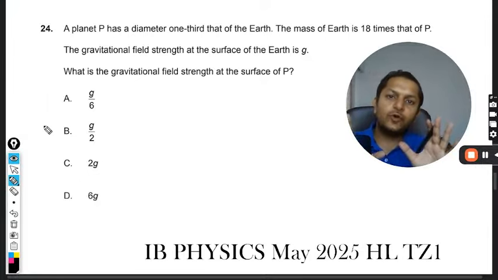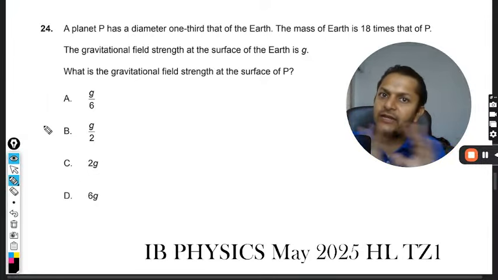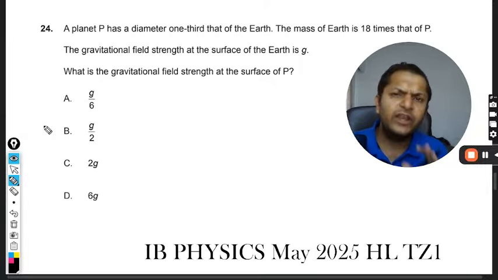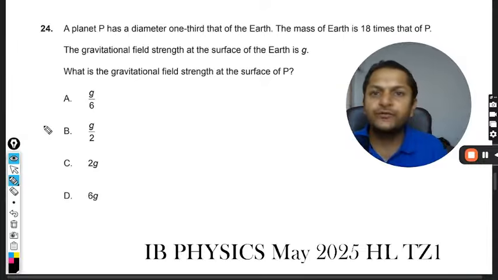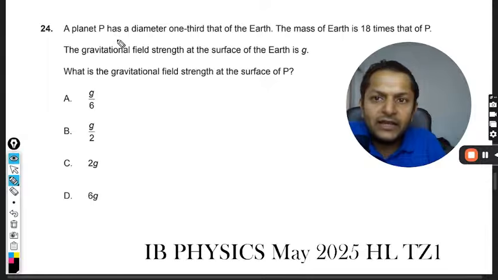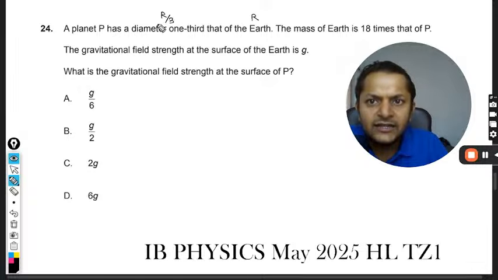In this kind of question, there is a set pattern. You have to follow that pattern. This is a ratio question, which is very typical of IB, and they can create these kinds of questions from every other topic. There is no limit. So the planet P has a diameter 1/3 that of the Earth. By the diameter, you can even talk about the radius. We can say the radius of Earth is taken as R, so the radius of the planet P will be R by 3.